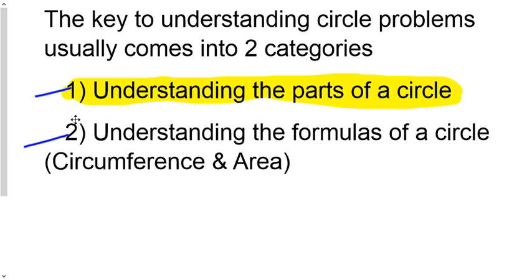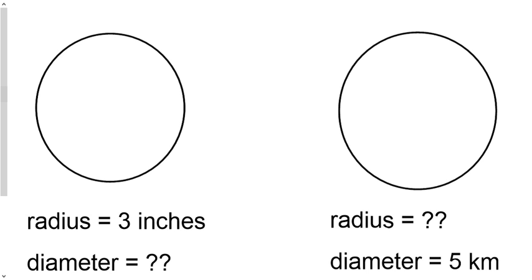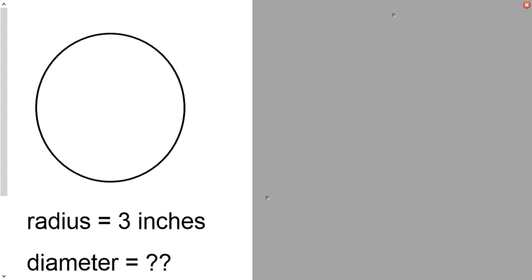So we're going to focus on the first one today, and I'm going to show you one other trick that gets in a person's way a lot of times. Let's say that we are given some information, and they say, hey, I need you to go find the diameter of a circle that has a radius of 3 inches.